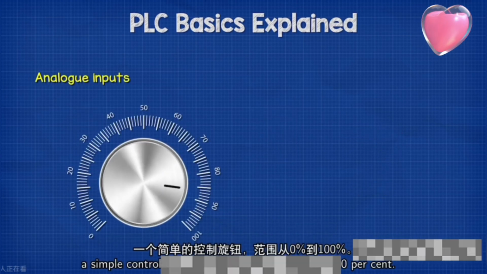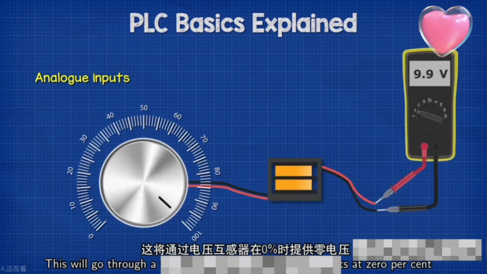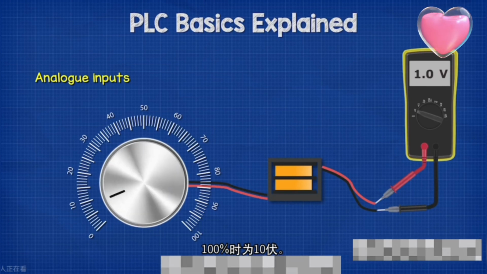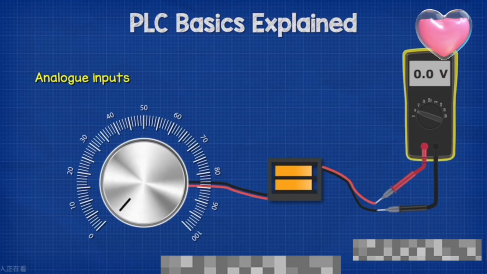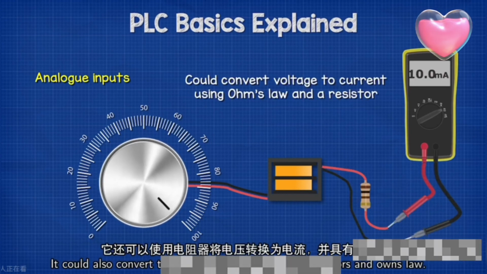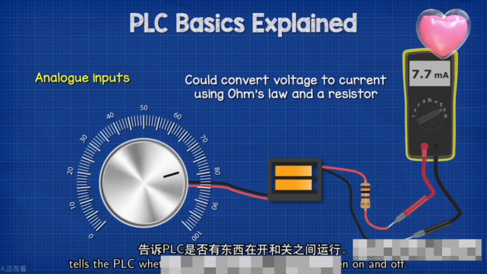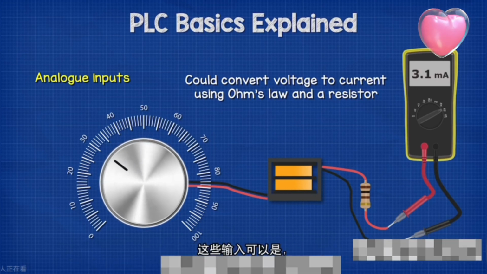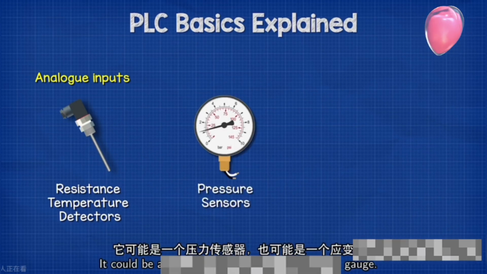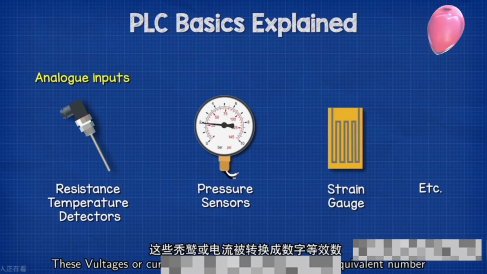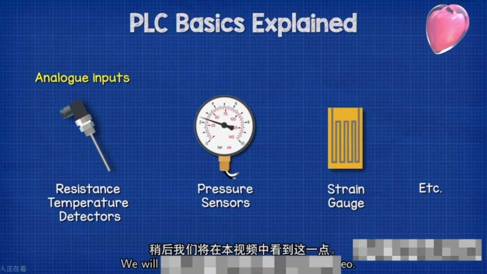For example, a simple control knob, which ranges from 0 to 100%. This will go through a voltage transformer to give 0 volts at 0% and 10 volts at 100%. The PLC can scale the input to match the sensitivity required for very accurate output control. It could also convert the voltage into current using resistors and Ohm's law. The amount of current, usually measured in milliamps, tells the PLC whether something is performing between on and off. These inputs could be, for example, a thermocouple or a resistance temperature detector. It could be a pressure sensor or perhaps a strain gauge. These voltages or currents are converted into a digital equivalent number that can be understood by the CPU. We will look at that a little later in this video.